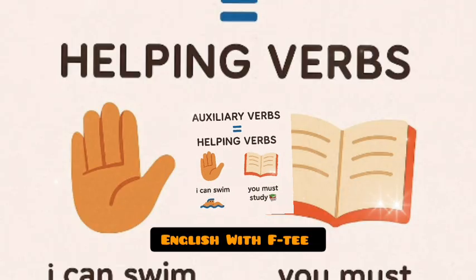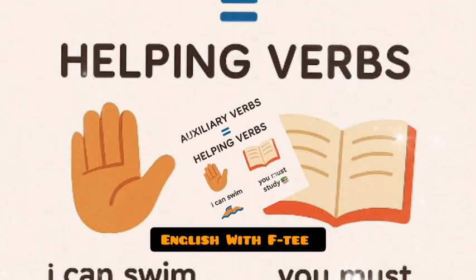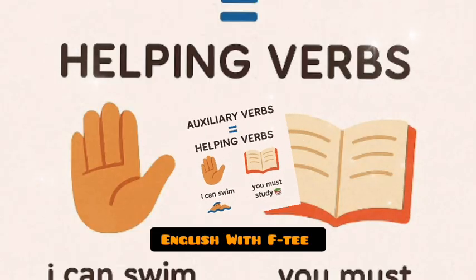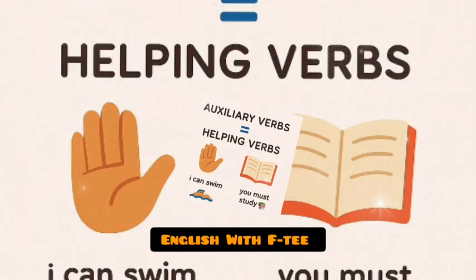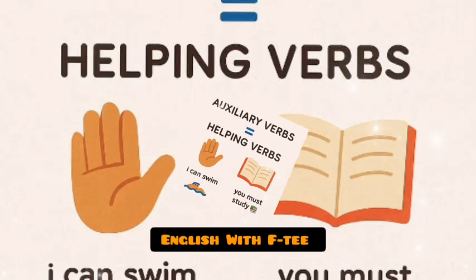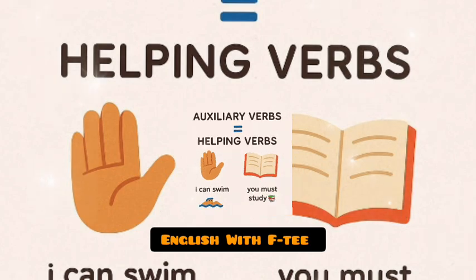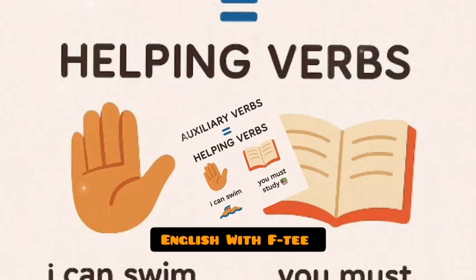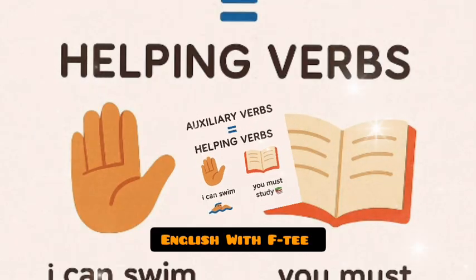Modal auxiliary verbs have 3 features. Number 1, the modal auxiliaries are never used alone. It is very important to have a principal verb with them. The principal verb can either be explicit or it can be implied. For example, I can go. Will you go? Yes, I will.